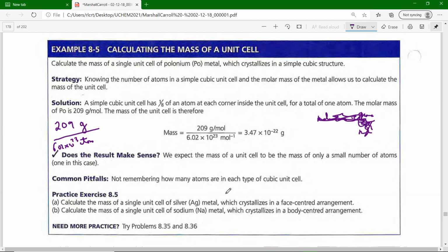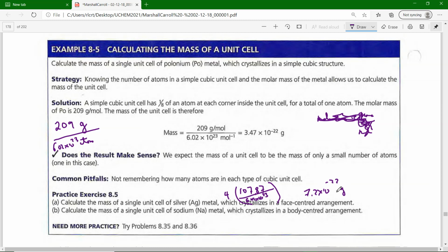Exercise 8.5, calculate the mass of a single unit cell of silver, which crystallizes in a face-centered cubic. So there you get the molar mass of silver, which I'm looking at a hard copy periodic table, 107.87. But I want it for just 1, so 6.02 by 10 to the 23, and then I want to multiply all that by face-centered cubic, so there's 4. So 4 times 107.87 divided by 6.02 by 10 to the 23, 7.2 by 10 to the minus 22 grams. Right, because there's 4 atoms in there.